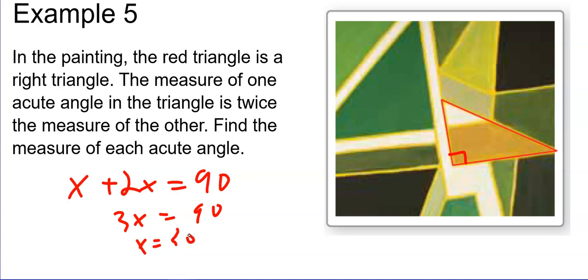So that means one angle is 30, and the other one is 60, which you probably could have done in your head ahead of time, but that's the algebra behind it. And that's it.